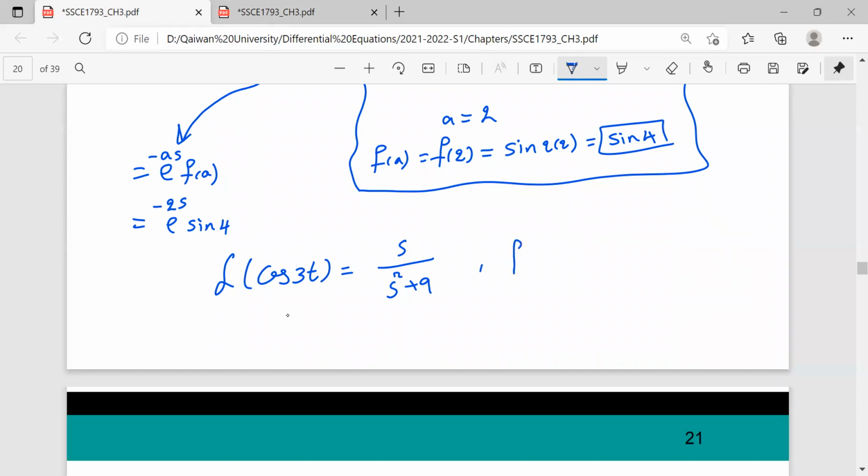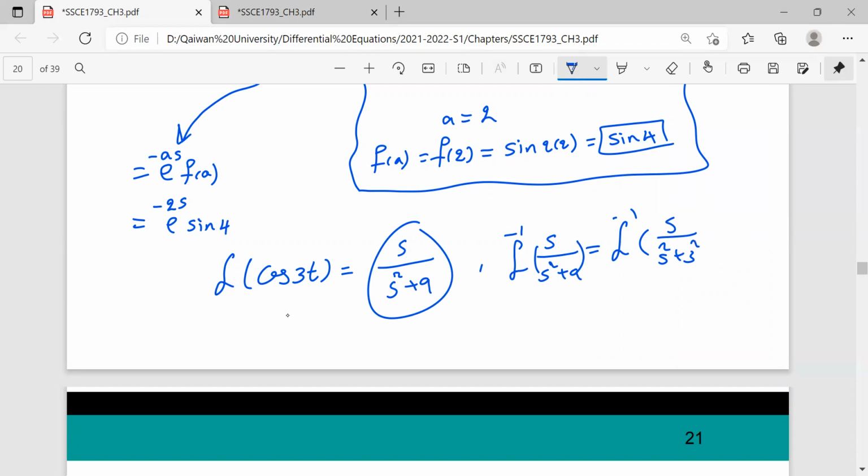Then if you are given this function and want to find its Laplace inverse, we say the Laplace inverse of s over s squared plus 9 equals, it's easier to write it like the inverse of s over s squared plus 3 squared to find a. A here is 3. It is cosine 3t. We say the Laplace inverse of s over s squared plus 9 is cosine 3t.